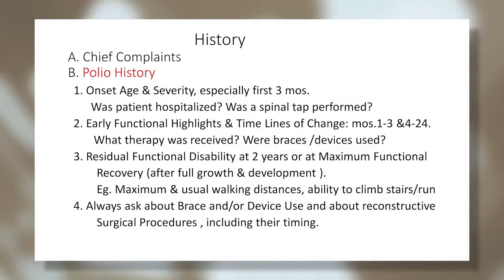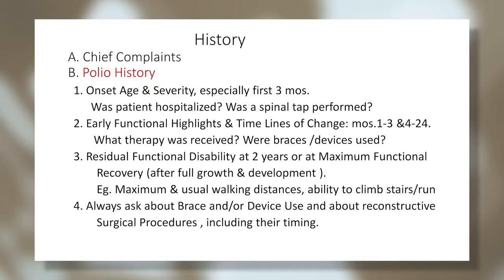Another benchmark sometimes is, did they have a spinal tap? If they did, and then were told they had polio, that increases the likelihood that it's certain that they had paralytic polio. Then the second component of your polio history would be their early functional highlights and the time change of their changes over the initial months.